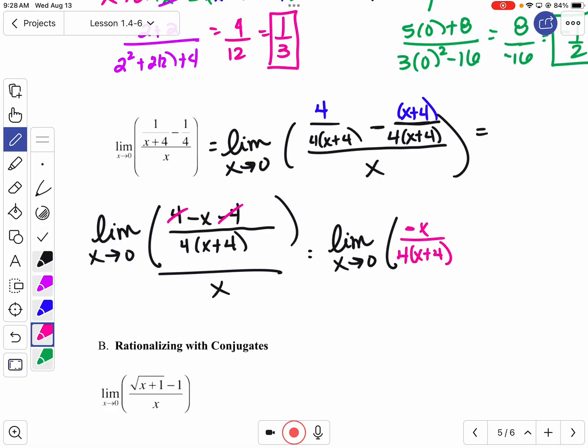I'm going to divide that by x, which means I'm actually going to multiply by 1 over x, right? So we keep, change, flip when we do fraction arithmetic. Okay. Now is there something that's going to reduce out?